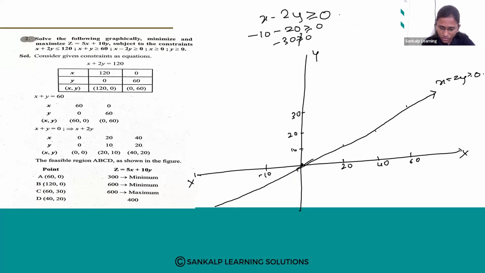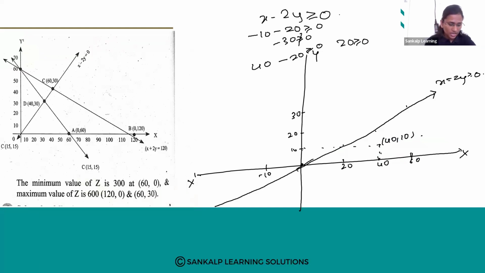You can see that for any point to the right of the line, say x as 60 and some y value, let us take this point, 40 comma 10. So if you take 40 comma 10, 40 minus 10 comes to 20. So 20 is greater than 0. The inequality is satisfied. That means your solution is on the right of the line.